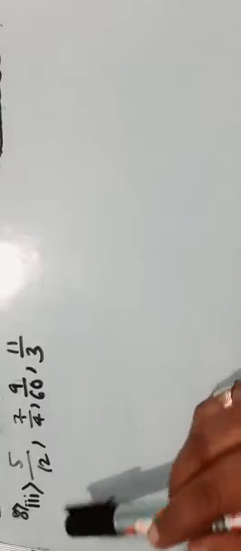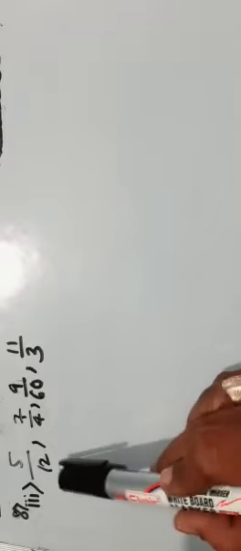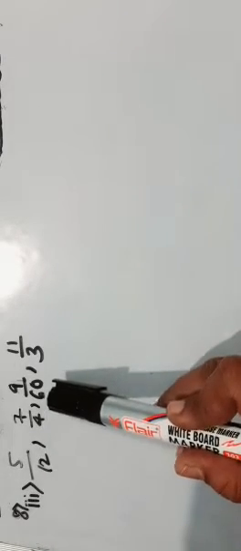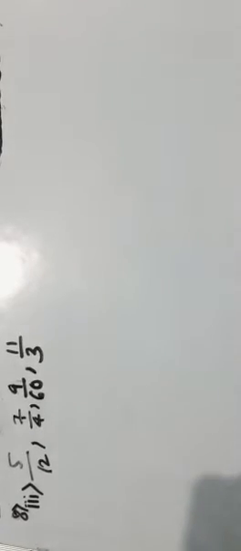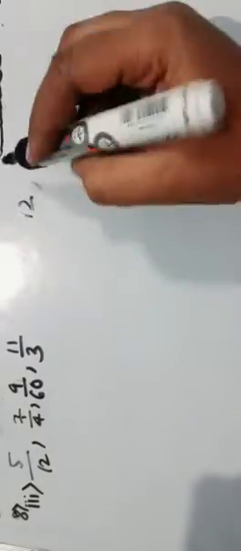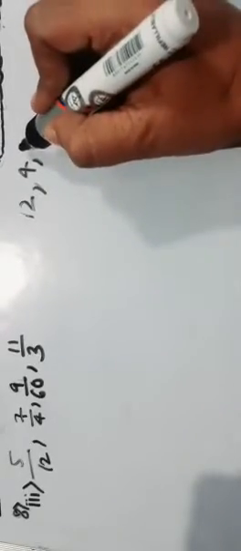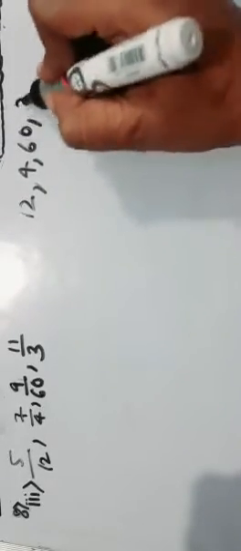The next is the third question under 8. 5 by 12, 7 by 4, 9 by 60, 11 by 3. Here the first step to make the denominators common is finding the LCM for 12, 4, 60 and 3.